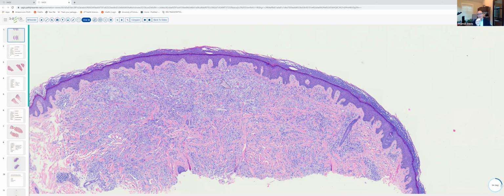Number two, xanthelasma will never exhibit extracellular lipid. And number three, eruptive xanthomas, as a rule, are much more inflammatory lesions. Very early in an eruptive xanthoma, one will see a fair number of neutrophils within the infiltrate.